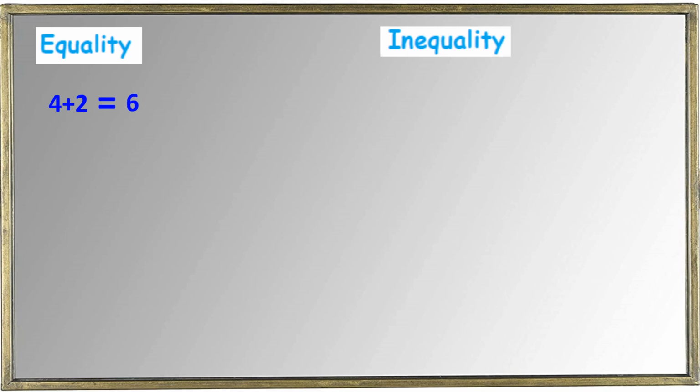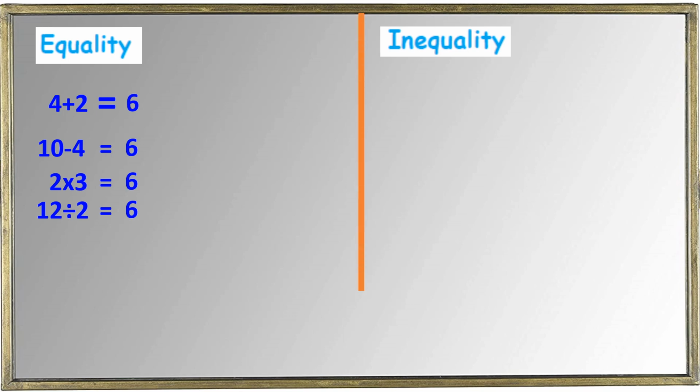Am I right? Yes. Not only in addition, we can get the number 6 from the subtraction sign also. That means 10 minus 4 is also 6. Right? And in multiplication, yes, it's possible. 2 threes or 3 twos are also 6. And in division also, 12 divided by 2 is equal to 6. So for the number 6, we can get different questions with different numbers and different signs. Clear?